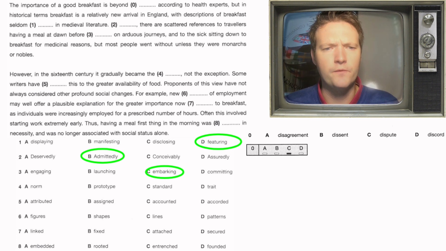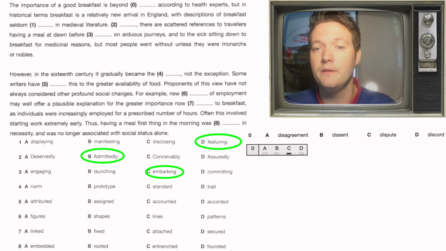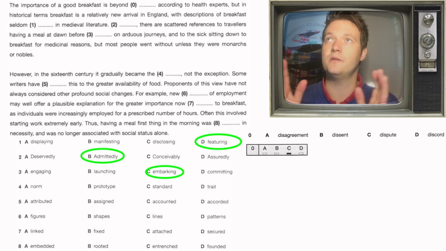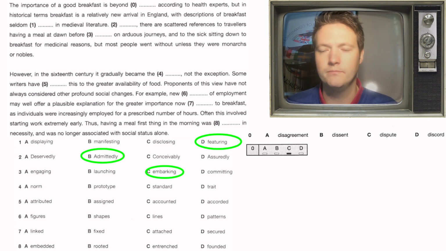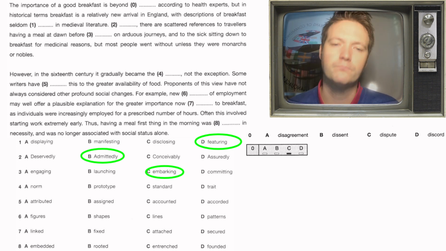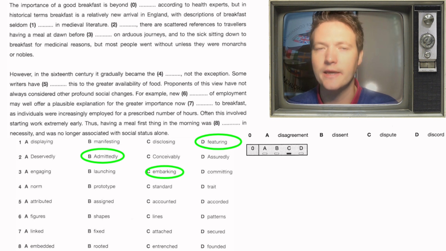Okay, let's move on. However, in the 16th century, it gradually became the, not the exception. So it became the something, comma, not the exception. So the opposite to the exception. Yeah, okay. So again, this is kind of like collocation. What would you say is the contrary of the exception? We sometimes say the rule became the rule, not the exception.